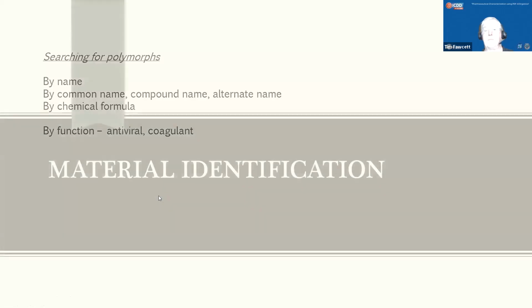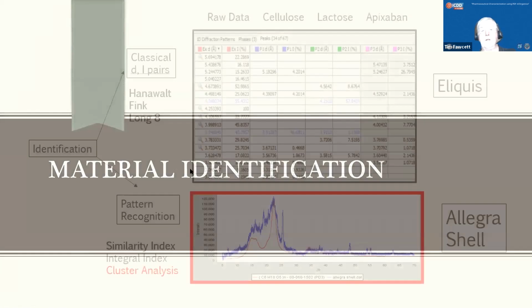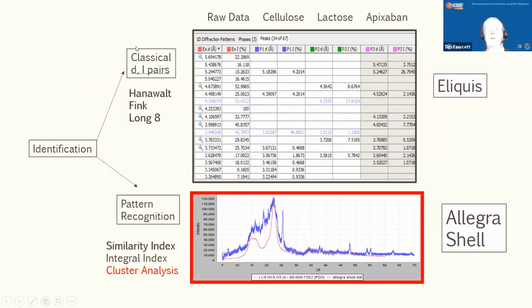And then we're going to talk about material identification. Now, if you're identifying materials, there's the classical way where you use the peak locations and their intensity. And here's the peak and the location of Eliquis. And then you match it up to your reference materials. So I've matched it to cellulose, to lactose, and apixaban. And here we say, okay, here's all our unknown peaks, and here's how we're matching it to these different phases. And we get good matches across the board.